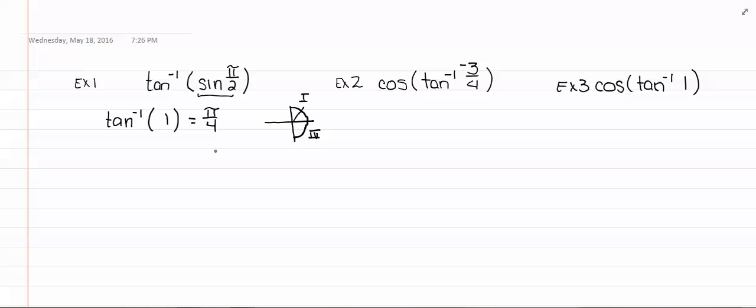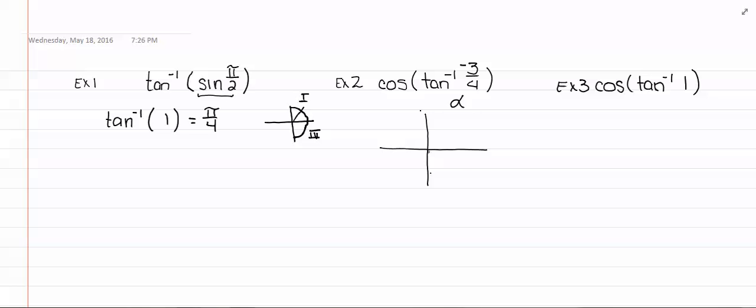For example number 2, working on the inside, we're now looking for the angle. And this isn't one of our special ratios, so I'm going to draw up a triangle to figure out what this angle is. So tangent inverse of negative 3/4 is some angle. When I go to draw this up, I have to be aware of where I can talk about the inverse function of tangent. And again, that's quadrant 1 and quadrant 4. Since the ratio is negative, I have to draw up my triangle down in quadrant 4 here.